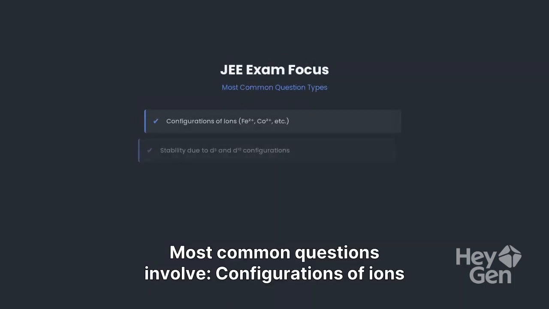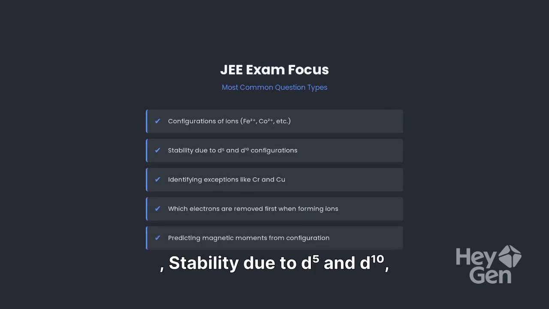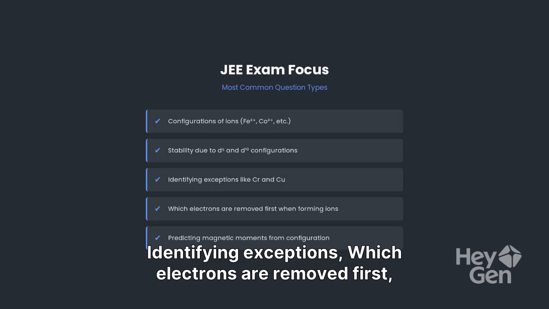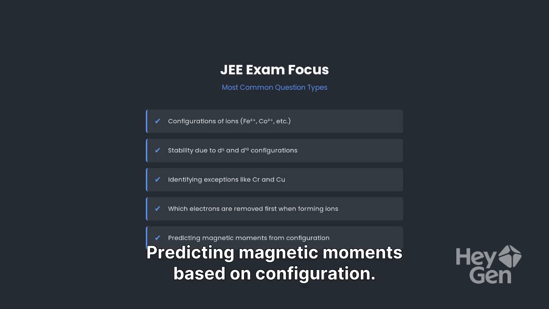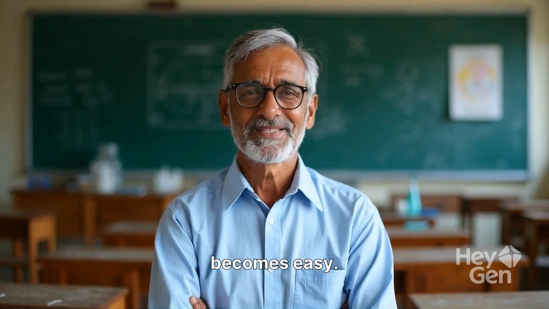Most common questions involve configurations of ions, stability due to d⁵ and d¹⁰, identifying exceptions, which electrons are removed first, predicting magnetic moments based on configuration. Once you master these, half the chapter becomes easy.